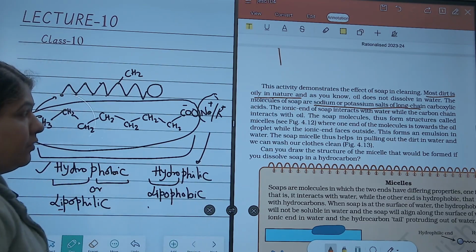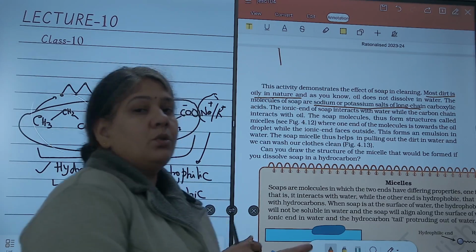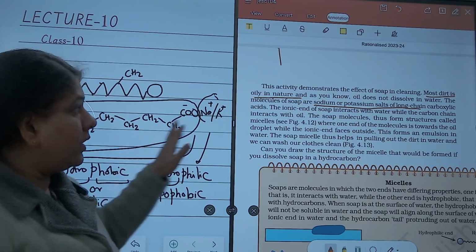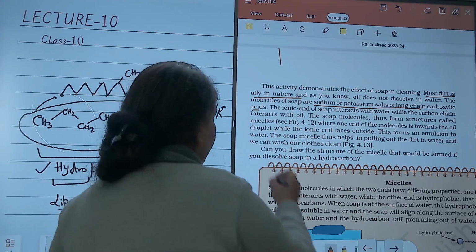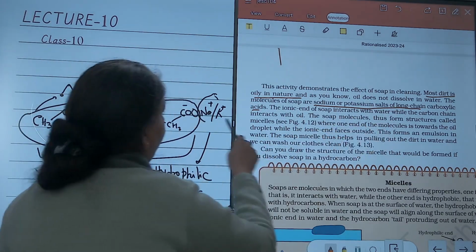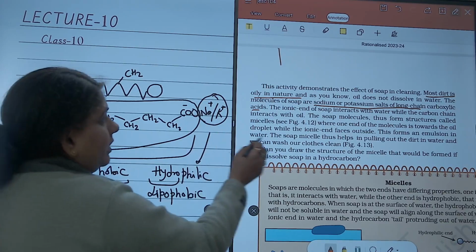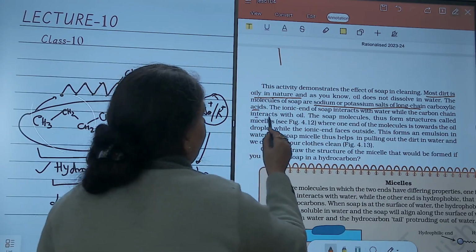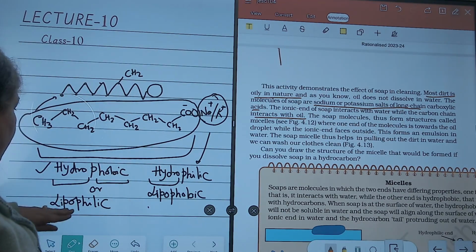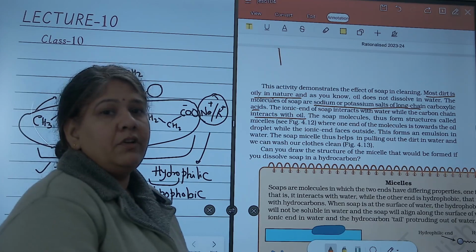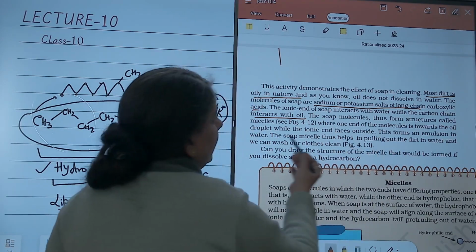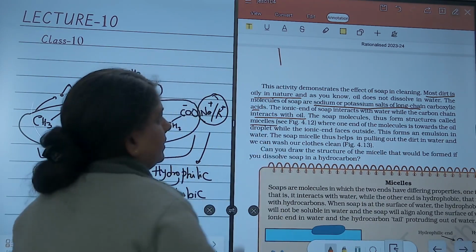Okay, so how are you going to define soap? Soaps are sodium or potassium salts of higher fatty acids or long chain carboxylic acids. This is the definition of soap. See, the ionic end of soap interacts with water, as I just explained, while the carbon chain interacts with oil. So it is the water fearing part, but it dissolves very easily in oils or fats. Soap molecules thus form a structure called micelles.